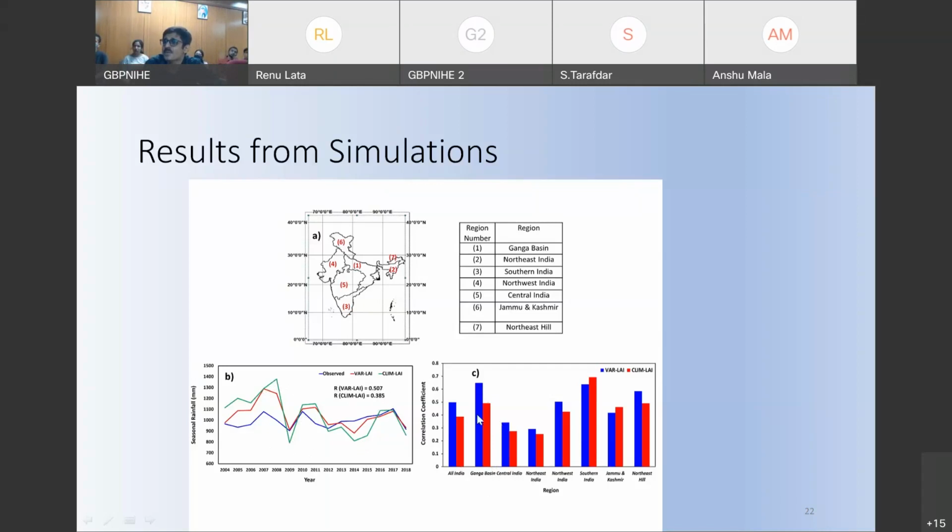And the highest improvement is over the Gangetic basin. You can see that over the Gangetic basin, there is a very high improvement. For other regions, of course, it's very difficult to find out. Let's say for Jammu and Kashmir, it's very difficult to find out because our own observation stations are also very less. Even Northeast Hills, you can see there is a good improvement. Northeast India also improvement, Northwest India. So in most of the regions, there is a good improvement when you are using the vegetation feedback properly.